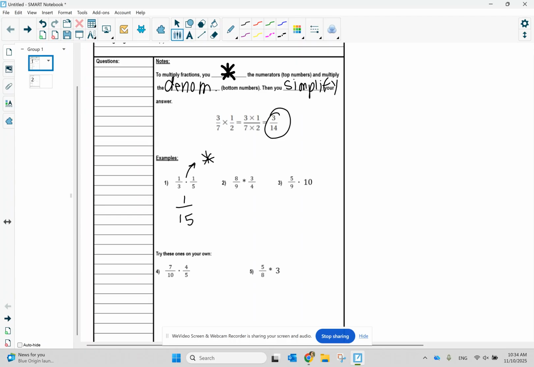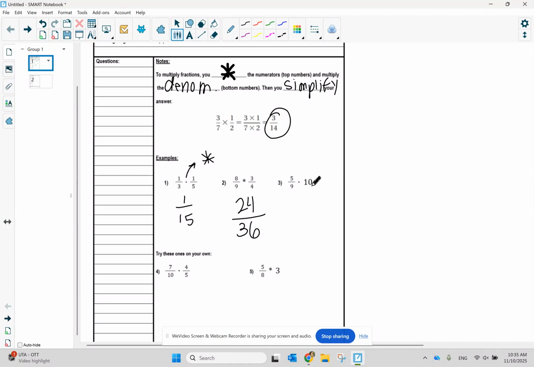A dot is just another way to show multiplication. I usually use the star because once we get into decimals, you don't want to use a dot because then you don't know if it's a multiply or a decimal. That's why I like to use the star the most because it doesn't get confused with anything else. Number 2, on top we've got 8 times 3. 8 times 3 is 24. On the bottom we've got 9 times 4. 9 times 4 is 36.